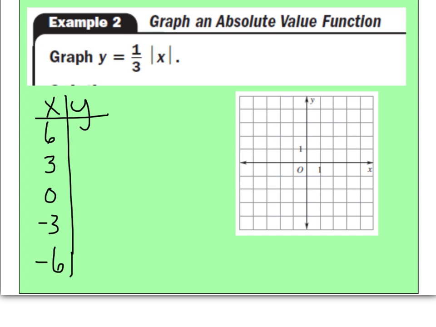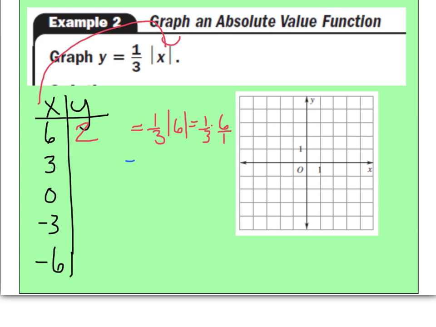To do this, all I have to do is take the X values and put them into here and simplify. So really, you just evaluate. So this is going to be 1/3 times the absolute value of the number 6. Absolute value of 6 is just 6. So 6 times 1/3. By the way, I can make it a fraction by going over 1. That'd be 6 divided by 3, which is 2.